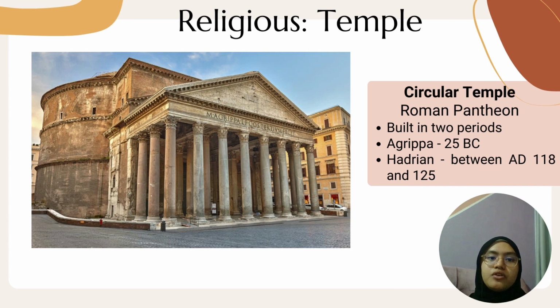The Pantheon is an example of a circular temple in Rome. The Pantheon employs the use of the dome, another of Rome's significant architectural features. It was built in two different periods. The first one, as an open space, by Agrippa, who was the son-in-law of Augustus, and was completed in 25 BC. And the famous rotunda was then added by Hadrian between AD 118 and 125.